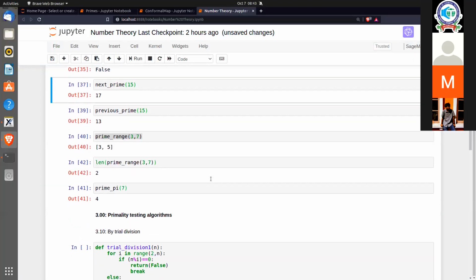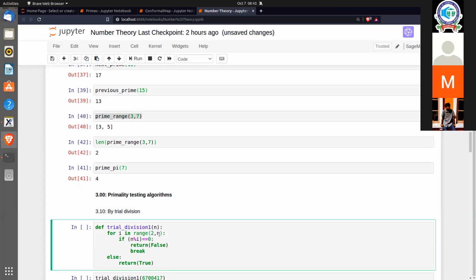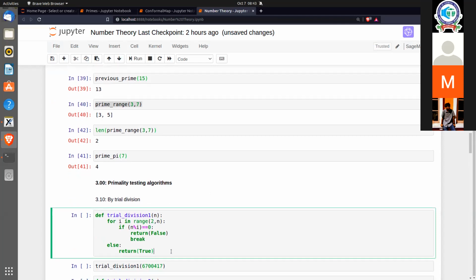So let's just try running that here. This is what I've done. Again, my range is 2 to n. Here I've taken n because the endpoint is by default not chosen. So we're going up to n minus 1 itself.